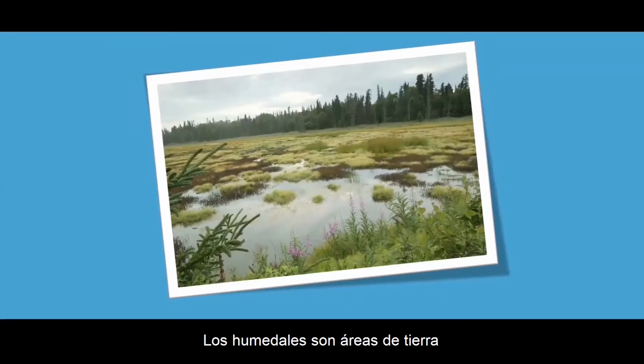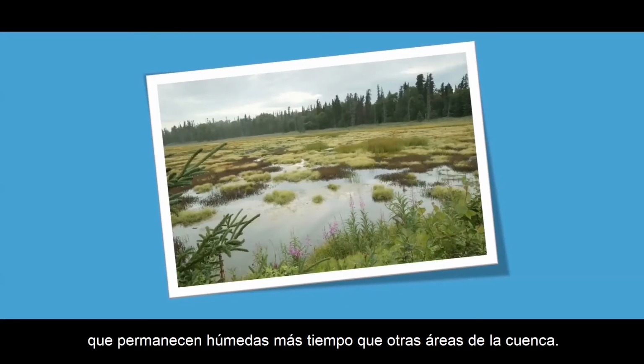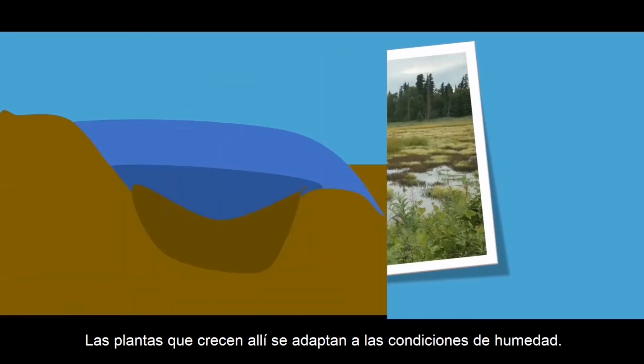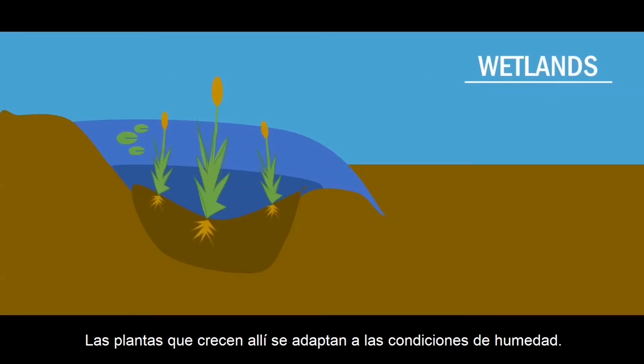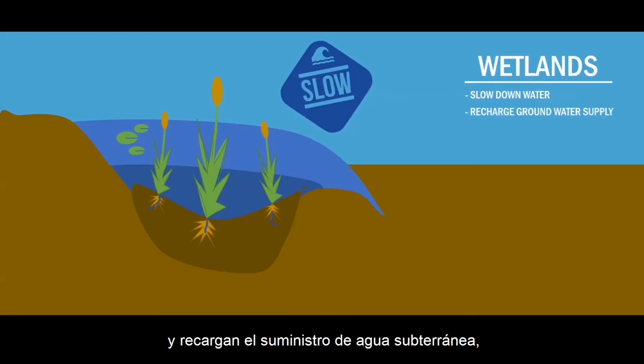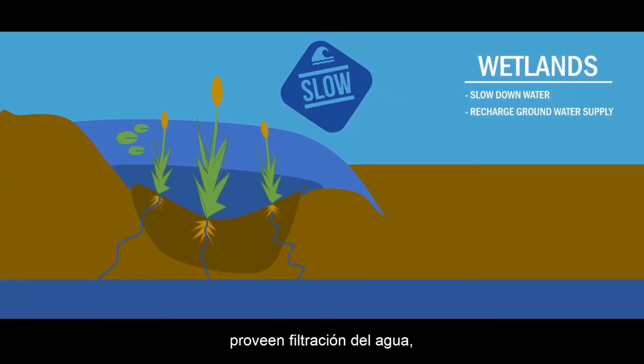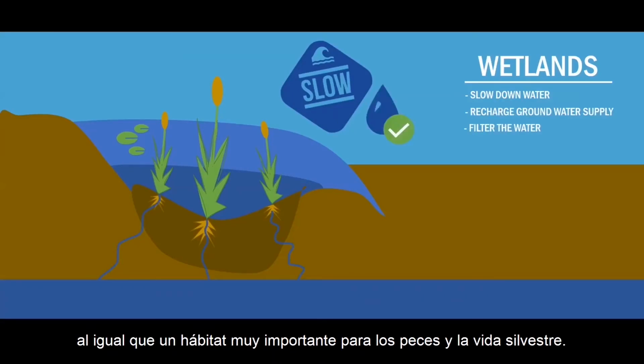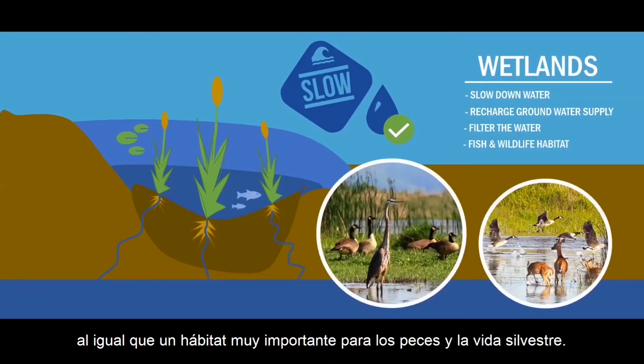Wetlands are areas of land that stay wet longer than other areas in the watershed. Plants that grow there are adapted to wet conditions. Wetlands help slow down the flow of water and recharge the groundwater supply. They provide filtering of the water as well as very important fish and wildlife habitat.